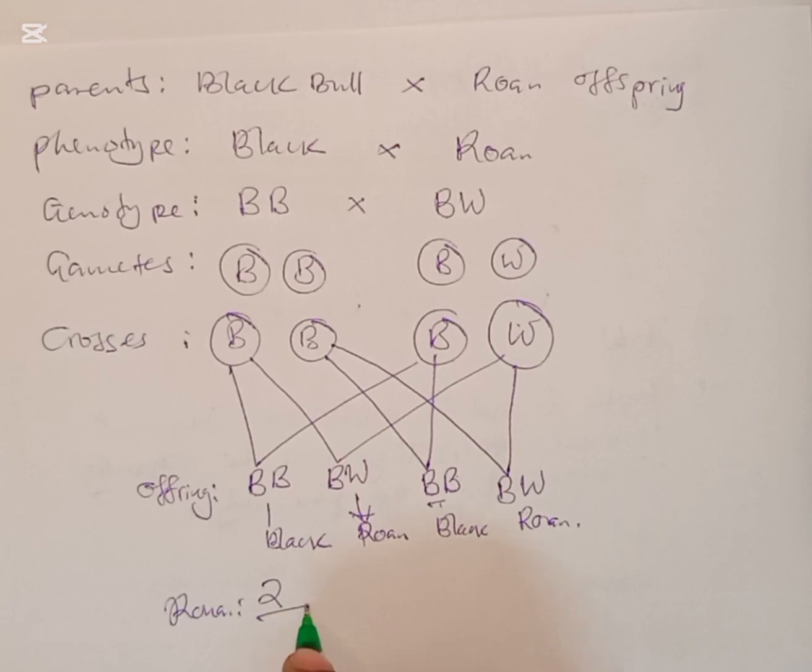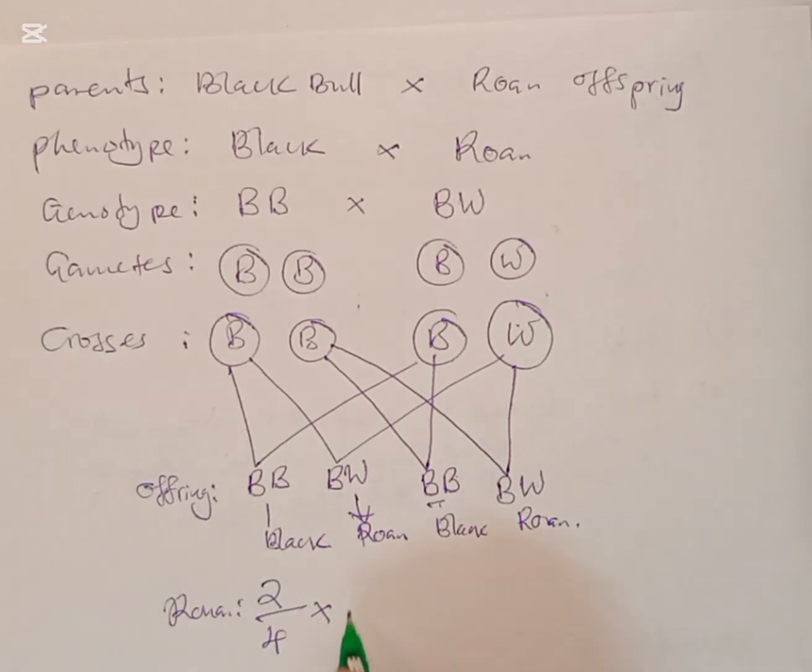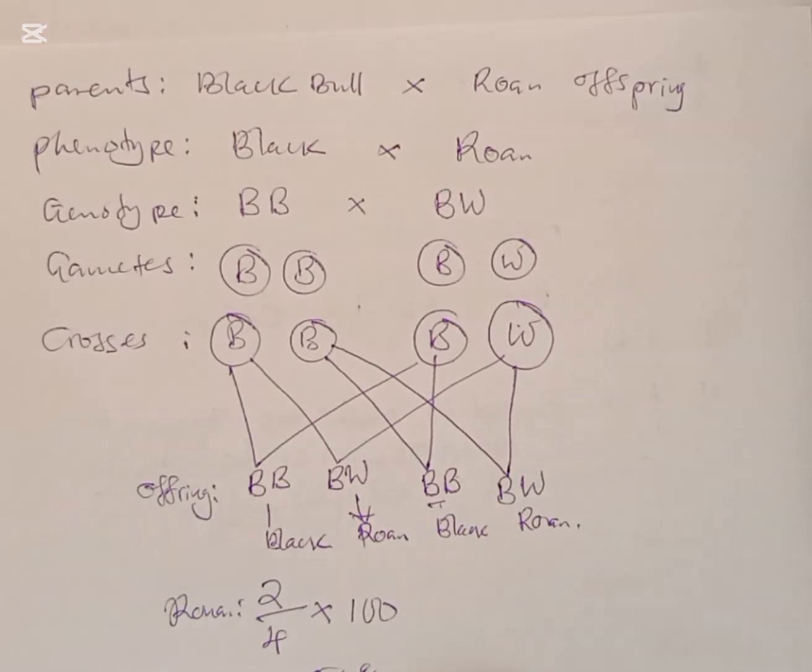So two roan over the total of 4, the 4 offspring that have been produced, multiplied by 100%. This is going to give us a 50% chance. So you've got a 50% chance of having the roan offspring.